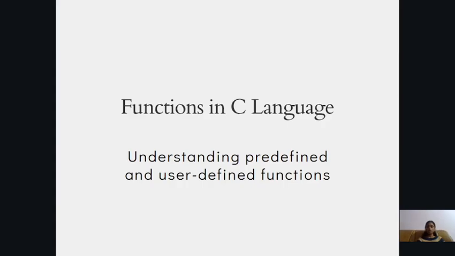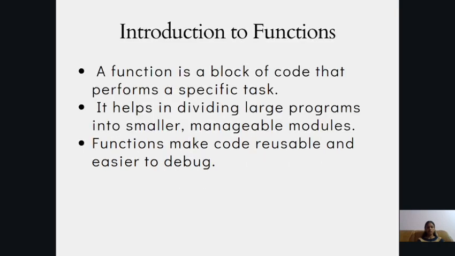In today's video, we will learn about functions in C language: what they are, why we use them, and the different types, including predefined and user-defined functions. Let's get started. In simple words, a function is a block of code that performs a specific task. Instead of writing the same code again and again, we can put it inside a function and use it whenever we need. Functions make a program modular, reusable, and easier to debug.